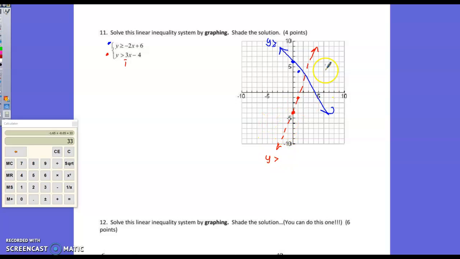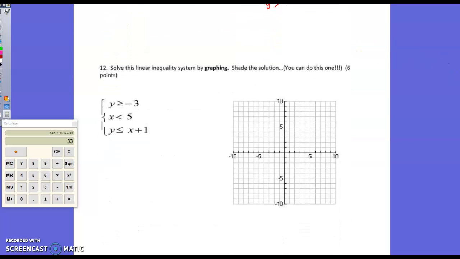So the way we talked about it in class, we look at one of the two first. Since this is greater than, we know that it could either be in quadrant 1 or 2. So then we look at the blue line. That is greater than, so it has to be above the blue line, so it has to be quadrant 2, where we are going to shade.